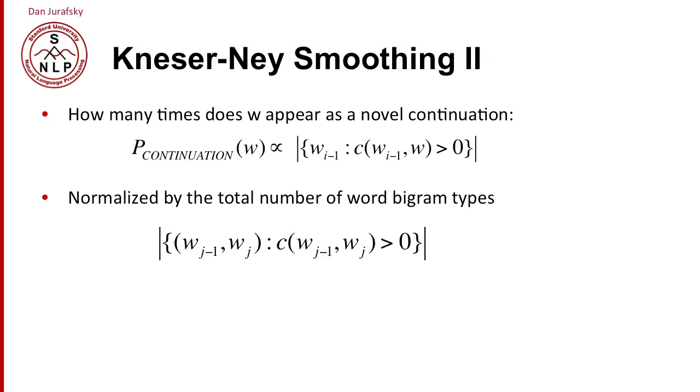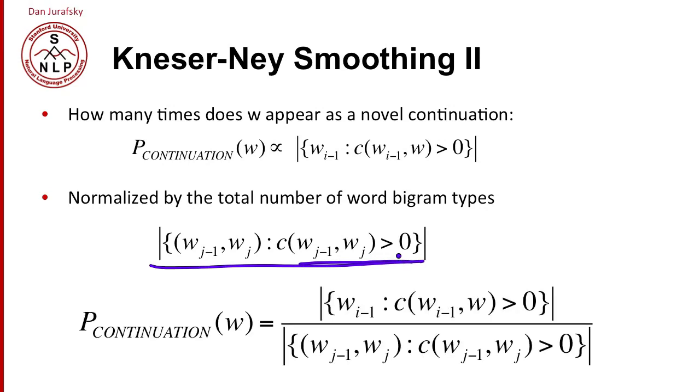So of all word bigrams that occur more than 0 times, what's the cardinality of that set? How many different word bigram types are there? And we're just going to divide the two to get a probability of continuation. Of all the number of word bigram types, how many of those have W as a novel continuation?